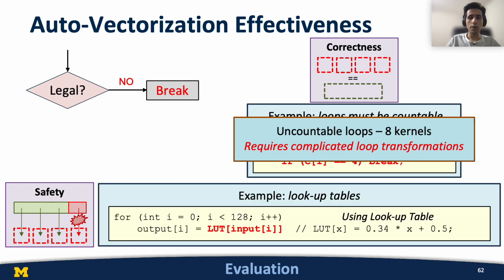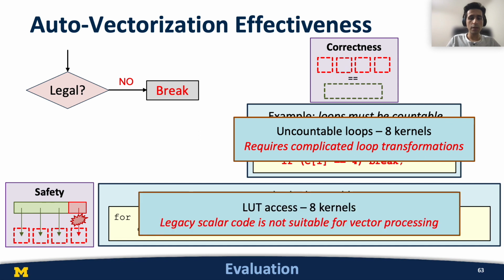For example, lookup tables are frequently used in the scalar code to convert multiple arithmetic operations to a single lookup table access. However, lookup table accesses fail LLVM's auto-vectorization in 8 kernels of the Swan benchmark suite. This is because lookup tables are suitable for out-of-order superscalar execution, where instruction-level parallelism is critical. Most of the vector instruction sets, including ARM Neon, do not support indirect memory accesses.